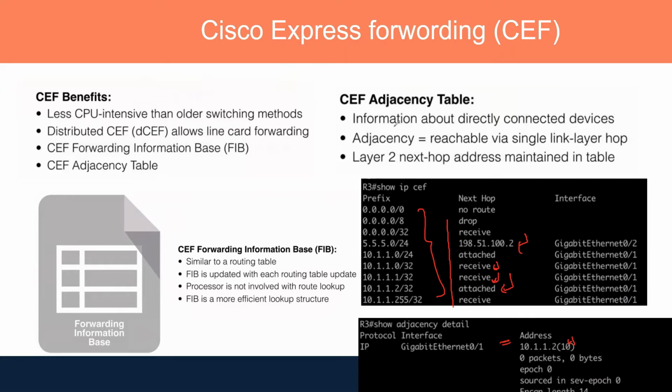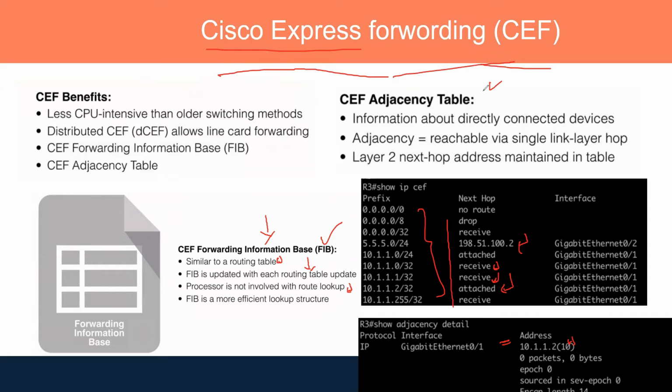So CEF has the adjacency table, and CEF has the FIB, the forwarding information base. The forwarding information base is similar to the routing table, where the best path is labeled. The best path is picked up, and the processor is not involved in the route lookup. Only the table is involved. It learns the routes from the table and sends the traffic that way. So this is really very good, Cisco Express Forwarding. I will show you this practically when we learn switching.